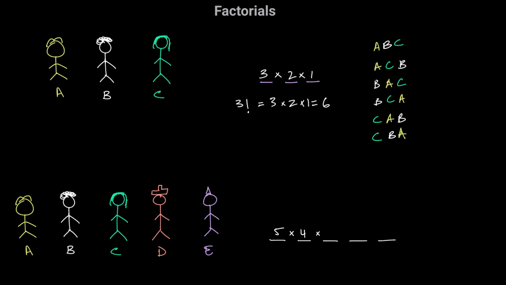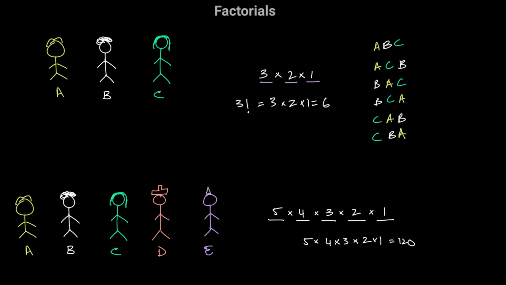For the third position, I have 3 different choices left now that I've already picked 2 out of 5. For the fourth position, I only have 2 options. And for the fifth position, I only have 1 option. So over here, the total number of different arrangements that I have is 5 times 4 times 3 times 2 times 1, which is equal to 120.